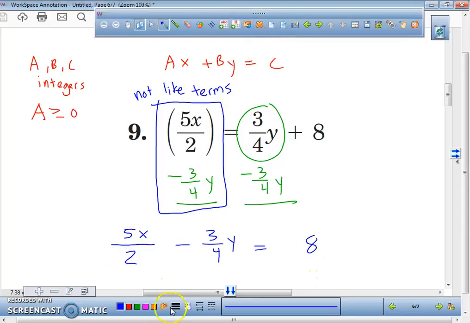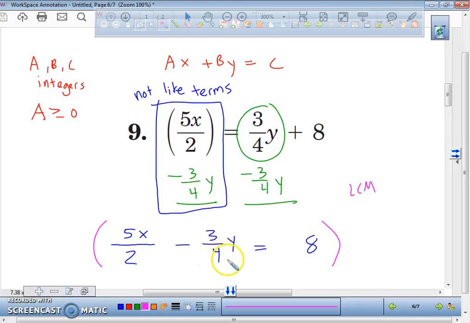Now, what are we going to do next? We've got to get rid of this 2 and this 4 in the denominator. So what's the LCM between a 2 and a 4? 4 or 2? If I do multiples of 2: 2, 4, 6, 8. And I have 4, 8, and 12.